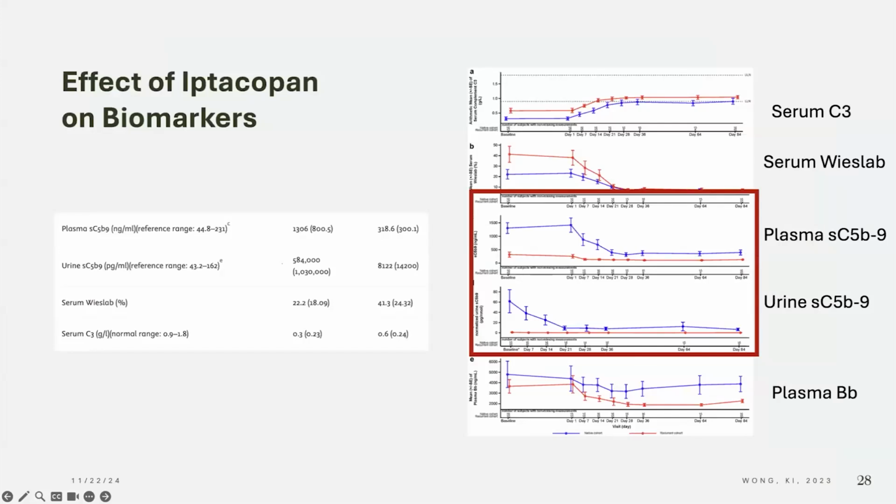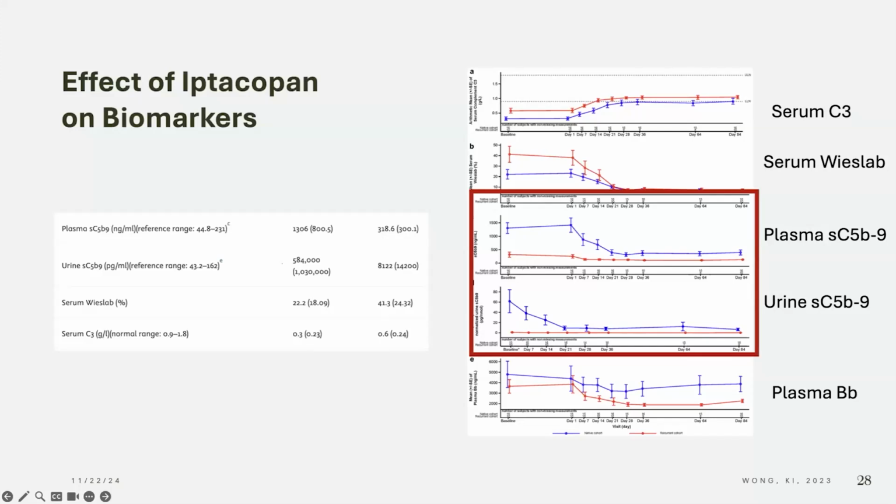Blue is the native kidney cohort, red is the transplant cohort. Iptacopan showed parallel changes in biomarkers of alternative pathway dysregulation in these two cohorts. After iptacopan treatment, serum C3 increased, serum Bb decreased, and plasma and urine soluble C5b-9 decreased, indicating reduced complement activity. Iptacopan is a factor B inhibitor, so its breakdown product Bb is supposed to decrease after iptacopan treatment, which is shown in the study as well.